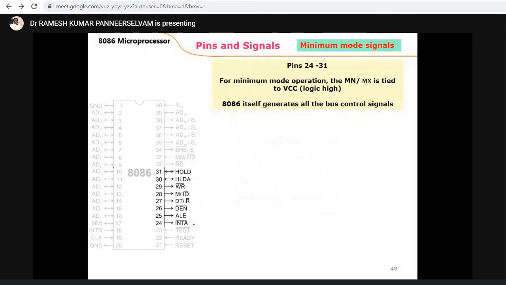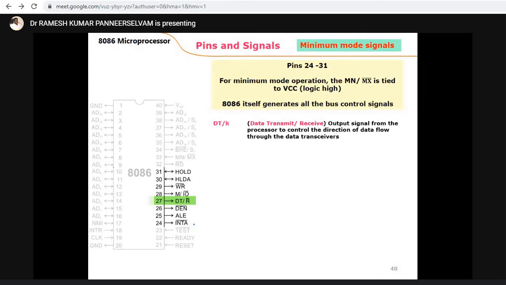Now pins 24 to 31 will be operated when this MN/MX pin is logic high, so the 8086 itself generates all the bus control signals. Now you can see one by one. When it is in minimum mode, the signal DT/R is data transmit/receive. It is an output signal from the processor to control the direction of data flow through the data transceiver. Data transmit means from the processor to the external connected device. Then you can have a data receive operation, receiving data from the device. So it performs either a data transmit or a data receive operation.